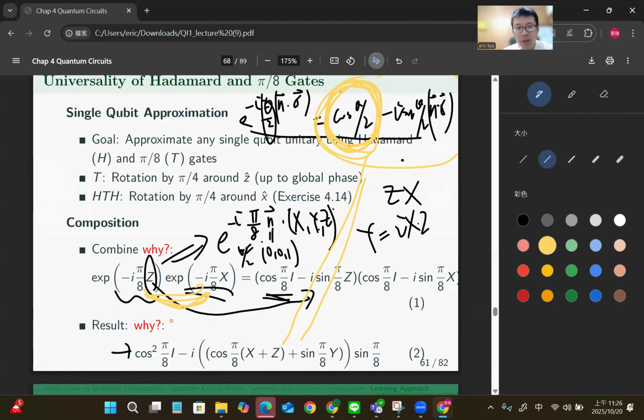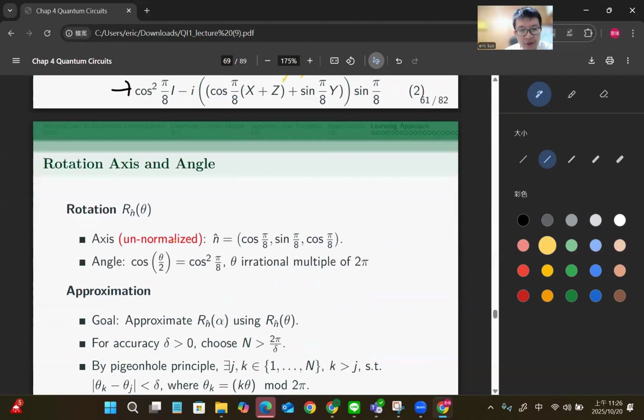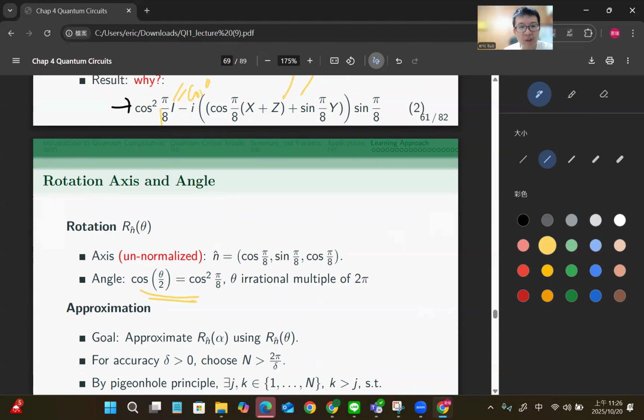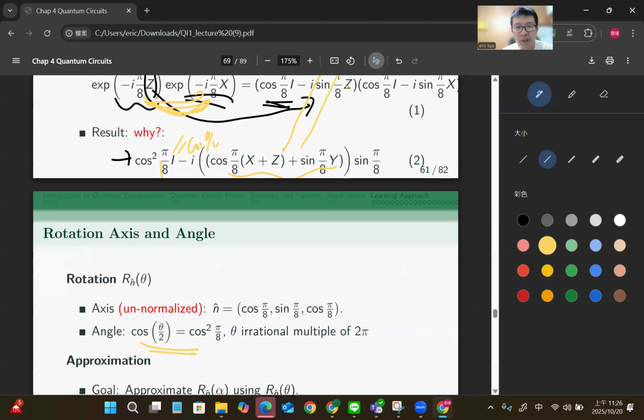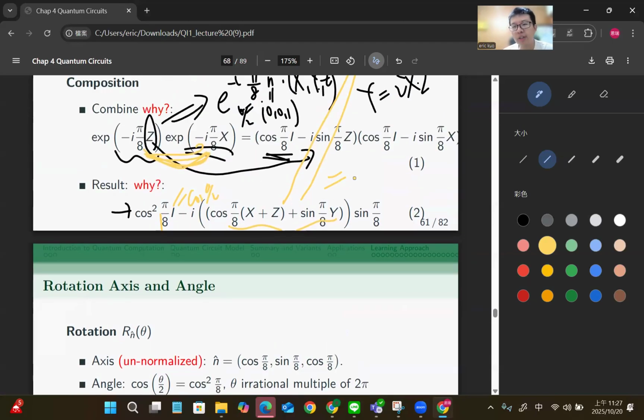Okay, so if we combine these two, what we get is cosine squared theta divided by 2 is cosine squared pi over 8, right? Because this should be cosine theta divided by 2. And then the axis information is in this bracket. This is n dot sigma, so this is x, y, and z. You can see the axis has x component cosine pi over 8, z component cosine pi over 8, and y component sine pi over 8. So you get some unnormalized vector, which is some weird axis, and then some irrational multiple of 2 pi. Okay, so you find one axis and one weird angle.